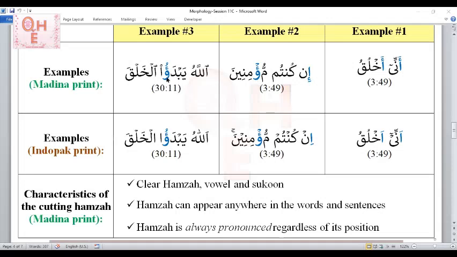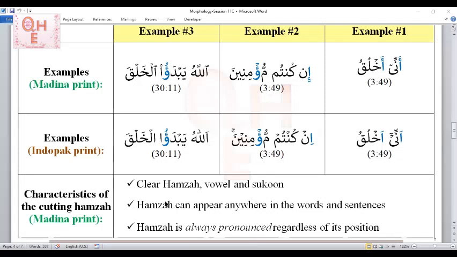The same thing, it can appear anywhere in the sentences. And Hamza is always pronounced regardless of its position. This is one of the main differences between the two Hamza. This Hamza, the cutting Hamza, is always pronounced.